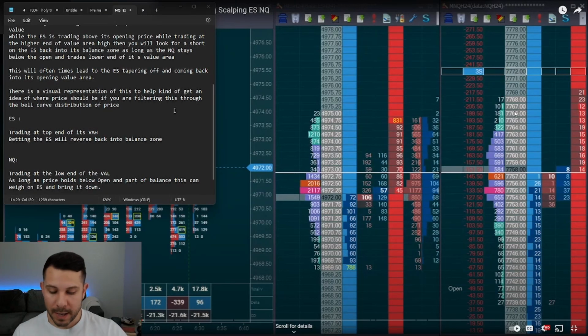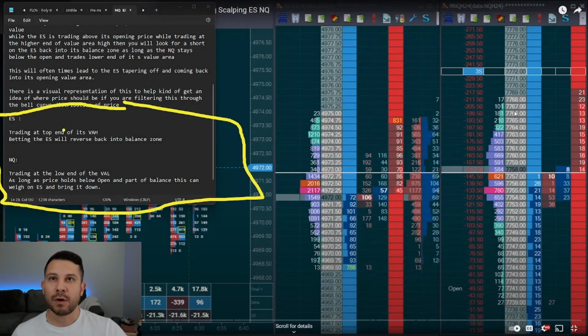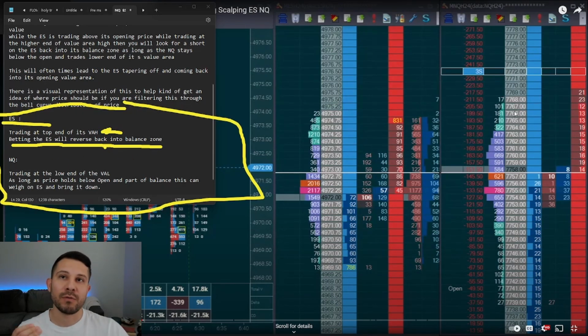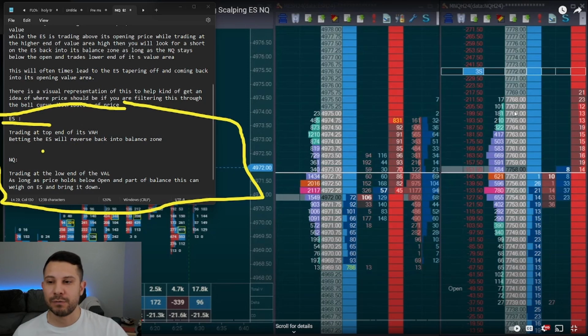On here, I have a little notepad with some bullet points to look at as I play this clip out, so we can walk through it. What we're going to be looking for is the ES trading at its VAH, which is value area high. Then you'll see me betting that it will reverse back into its balance zone. I'm going to be highlighting those balance zones and showing you where I'm entering the trade, just to give you a better focal point of reference as to why I'm shorting those zones and how this all ties in to the previous image that I provided as a visual representation of the auction market theory. And NQ has to be trading near the low end of value.